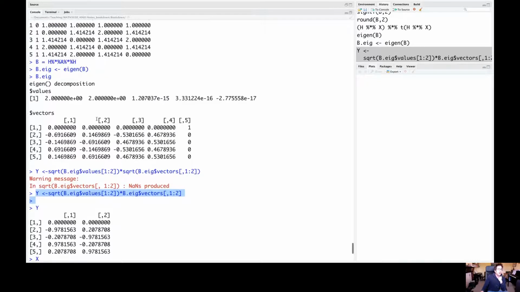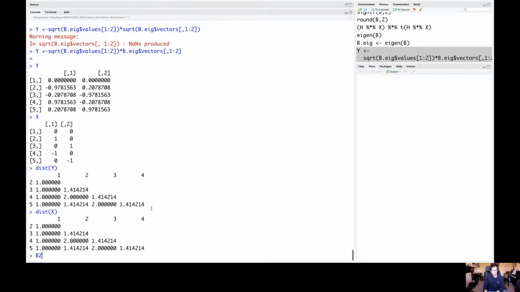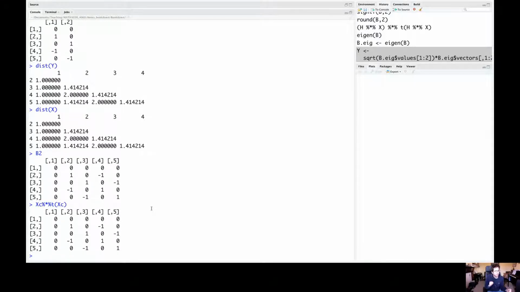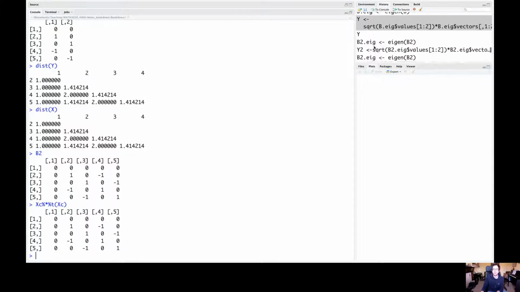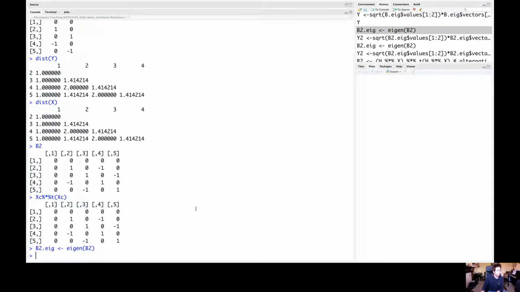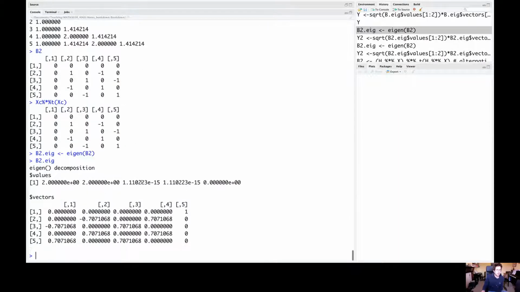So in this calculation here, I used the B defined as HAH. We could also use B2, which I did by the centered version of X times the centered version of X. Let's just use that. I just want to do this to show you that these calculations are not particularly stable. If I do the eigendecomposition of this, I still get eigenvalues that are 2, 2, and zeros, but I get different eigenvectors this time.